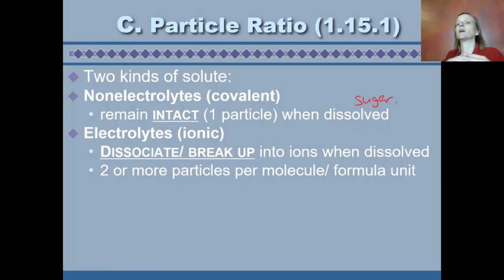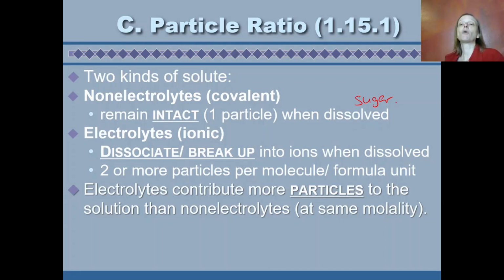The other type of solute are electrolytes. These are typically ionic compounds. They dissociate, or break up into their separate ions, when they are dissolved. So you have at least 2 particles, a positive ion and a negative ion, per one formula. And if it's a formula like MgCl2, where there are 2 chlorines, then you could have even 3 or 4 or 5 or 6. You could have several ions that your substance is breaking into when it's dissolved in water.